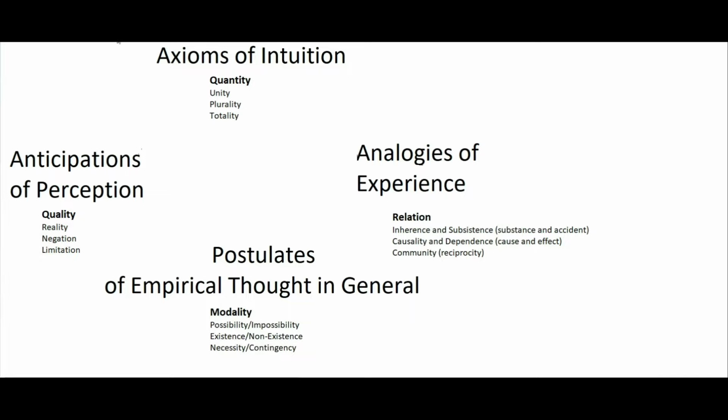And so I have written here his system of principles: the axioms of intuition, which have to do with quantity; his anticipations of perception, which have to do with quality; his analogies of experience, which have to do with relation; and the postulates of empirical thought in general, which have to do with modality. And these I will be getting into more in the next few videos in this Critique of Pure Reason playlist.